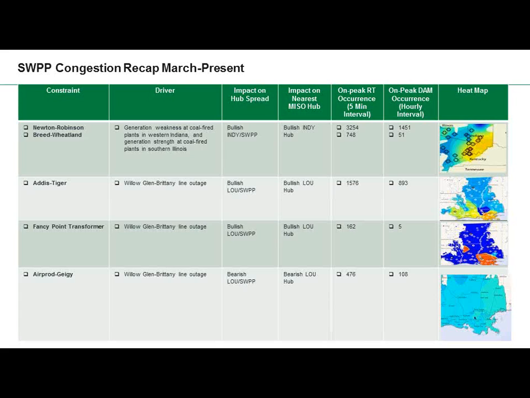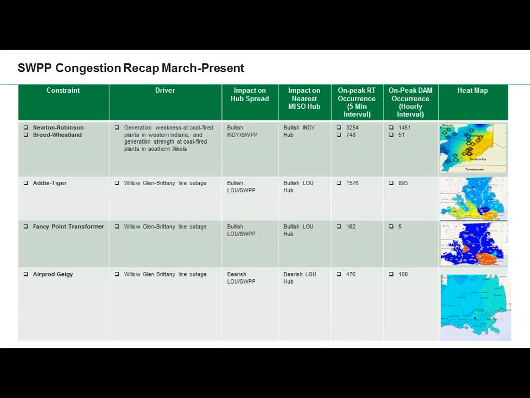Third, let's talk about the Fancy Point transformer. In terms of location, this is also around the Addis to Tiger area in the southern part of Louisiana. The driver is also similar. It's due to the Willow Glen to Brittany line outage. It's also bullish to the Louisiana and SPP spread, bullish to the Louisiana hub by itself.